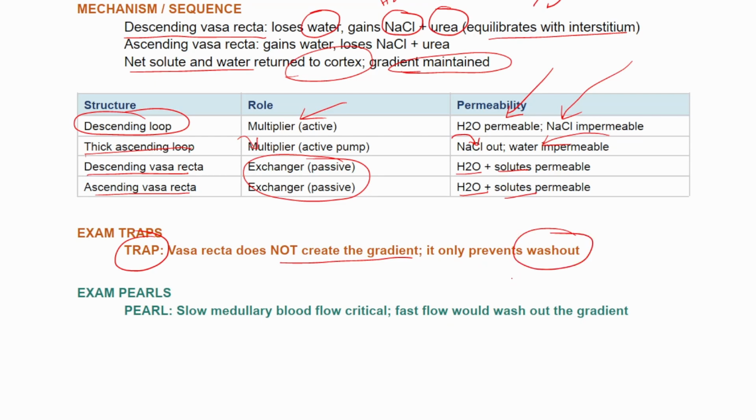As a final exam pearl to ensure coherence, a slow medullary blood flow is absolutely critical to this entire process. If the blood flow through these capillaries were to become too fast, it would inevitably wash out the medullary gradient, entirely disrupting the kidney's ability to concentrate urine. These traps and pearls are what you need to memorize and produce from your memory in the exam. Don't worry about the nitty-gritties of the loops and vasa rectas.